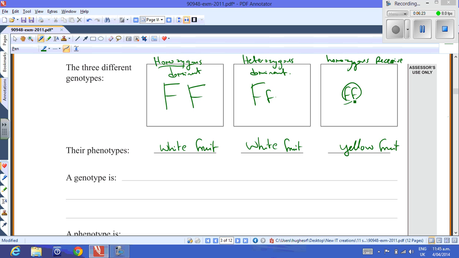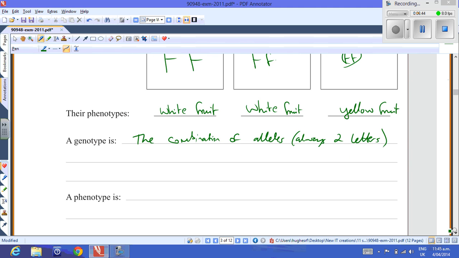Then they ask us for a definition of a genotype. So genotype is the combination of alleles, always 2 letters, for the sake of level 1 science. And then phenotype is how a trait appears as a result of a genotype.